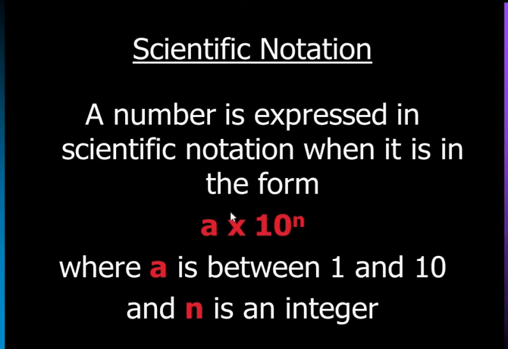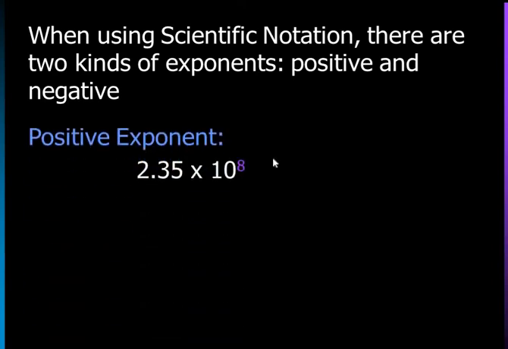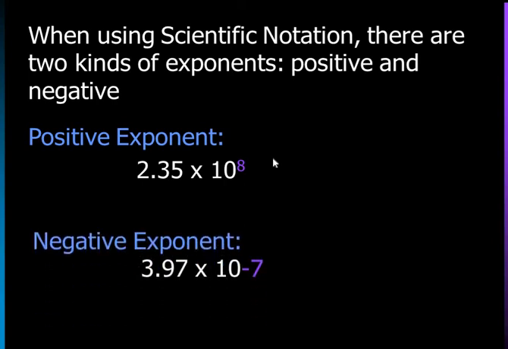As we have said before, positive means it's a very big number, and negative means it's a very small number because it's a small fraction. When using scientific notation, there are two kinds of exponent, positive and negative. A positive exponent is like 2.35, or 2 and 35 hundredths, times 10 to the power 8. A negative exponent is like 3.97 times 10 to the power negative 7.